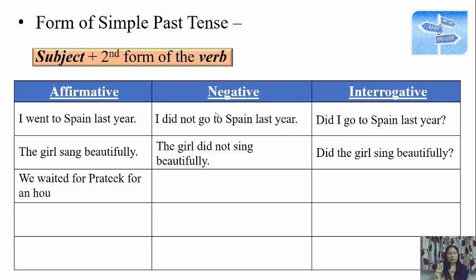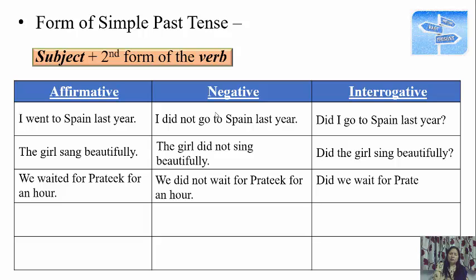We waited for Pratik for an hour. Now this is an action which continued for some time. We waited for Pratik for an hour. Now for making negative, we did not wait. Waited will become wait for Pratik for an hour. Now this you need to understand. In all the sentences, change will be same. If you are using did, then the second form of verb will come to first form. We did not wait for Pratik for an hour. Then next will be, did we wait for Pratik for an hour? Again here also we don't use waited. We use wait. Right?